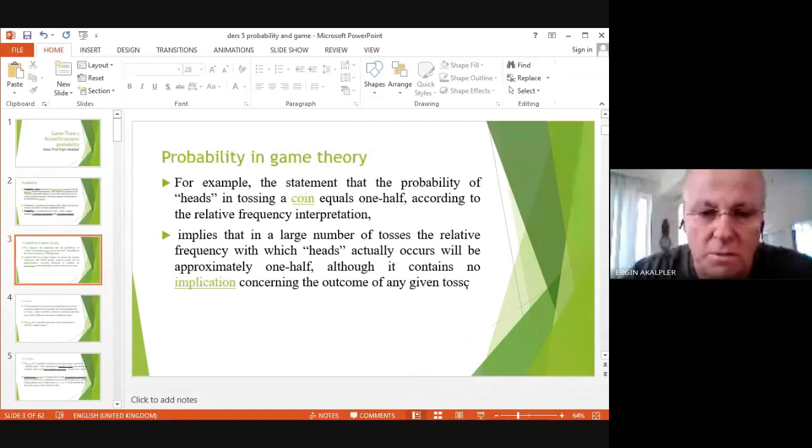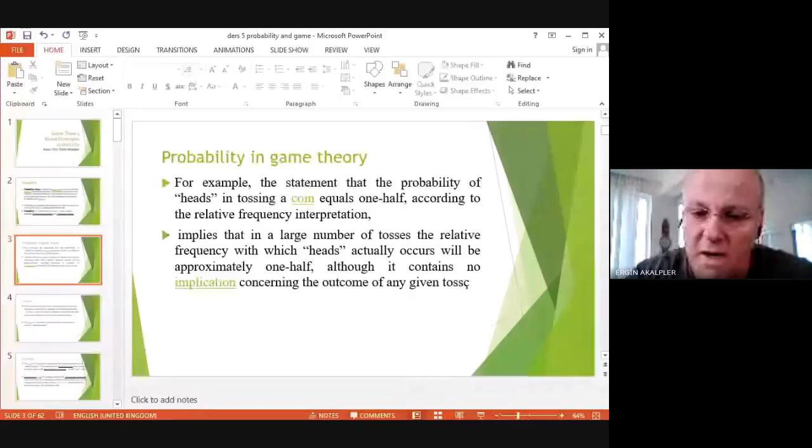This, of course, means that in a large number of tosses, the relative frequency with which heads occur will be approximately one half, and the other part, which is tail, is going to be realized 50-50. This is, of course, the implication concerning the outcome of any given toss that we are studying in the theory.